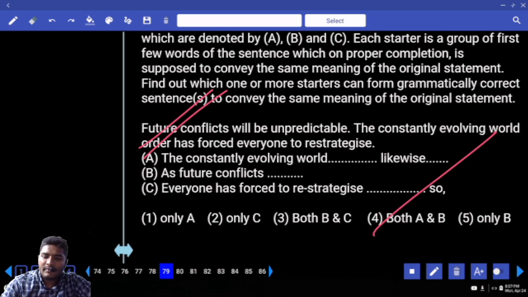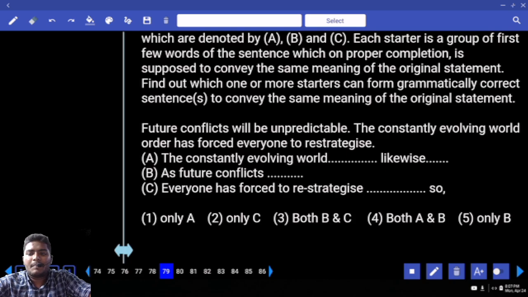Move to 79. Future conflicts will be unpredictable. Positive or negative? Negative. Okay. The constantly evolving world order has forced everyone to re-strategize. What does it mean by re-strategize? You have to make the strategy again. You have to plan something again.